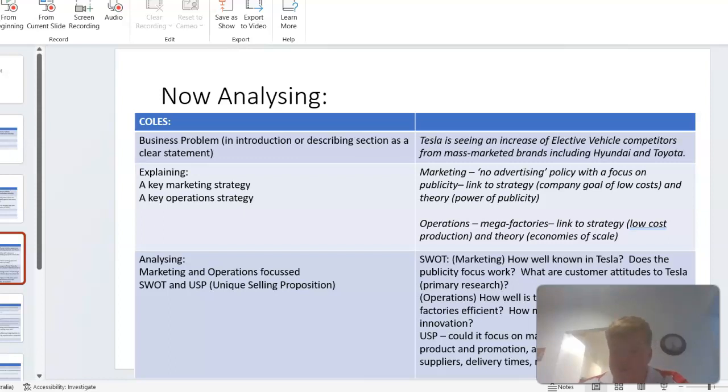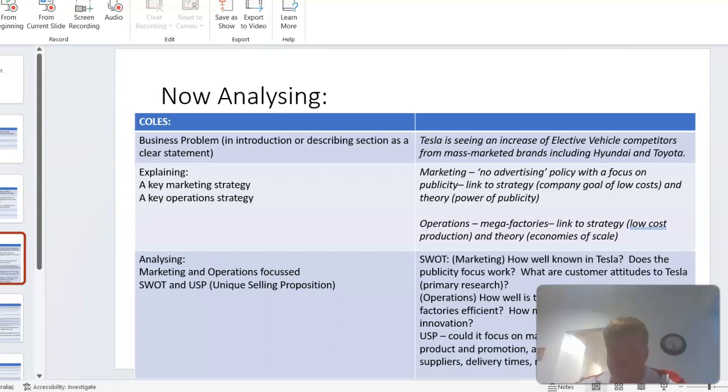Operations, how well is technology used? Are the mega factories efficient? There'll be a lot of writing on that. How well does Tesla have access to financial resources for innovation? It seems to be a big listed company. What's the value of the company? Is it in a strong cash position?